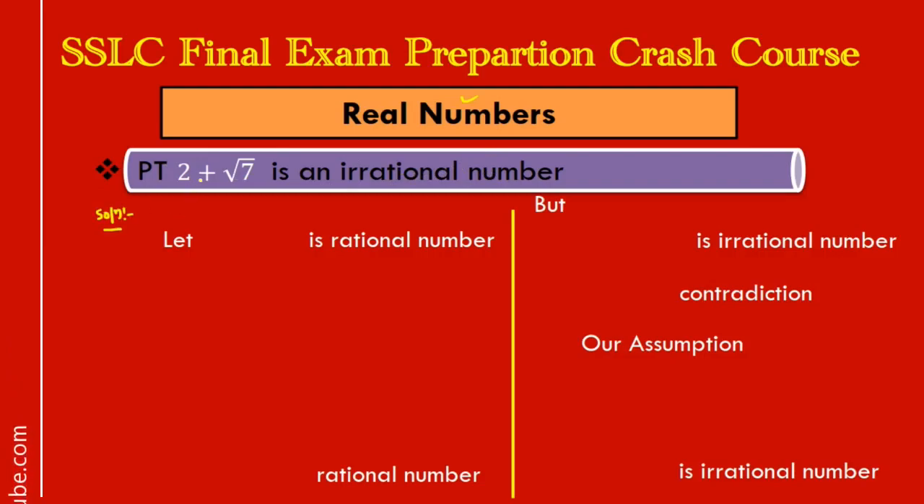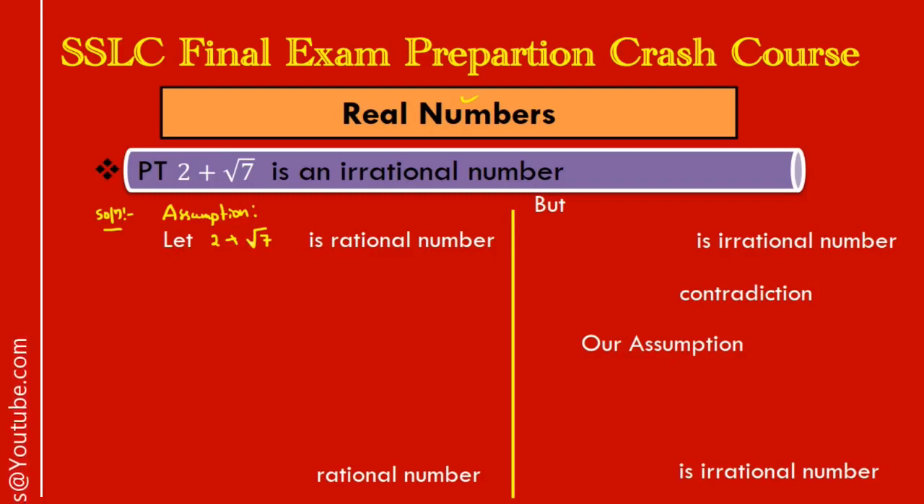Before proving that the given number 2 plus root 7 is an irrational number, we have to make one assumption. So let us assume that this 2 plus root 7 is a rational number. Considering this binomial as a rational number, we go on writing certain steps till the end, and at the end we come to know that this is not a rational number. We started by considering it a rational number, but at the end we find it is not rational, then what is it? Definitely it's an irrational number. Okay, let's check the steps now.